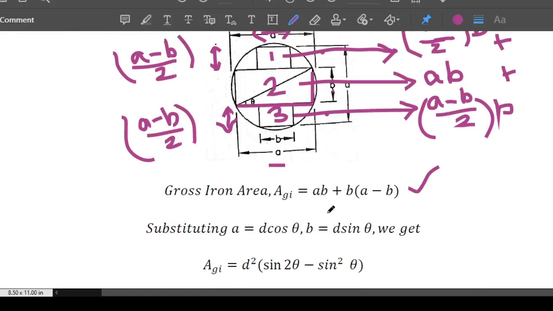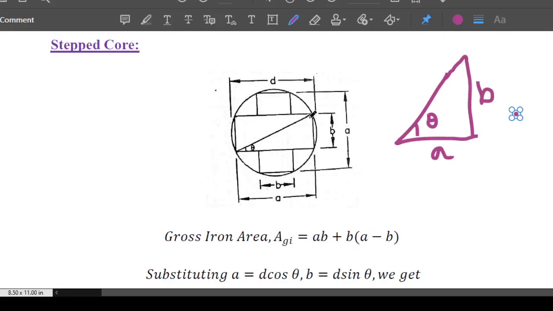We can easily find the values of A and B in terms of trigonometric identities. Now consider this small right angle triangle with an angle theta, where this length is A and this length is B. I have redrawn it here. We know that the diameter of the circle is D, so this line is nothing but the diameter of the circle. I write it as D.